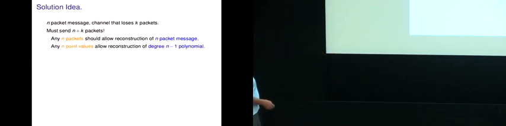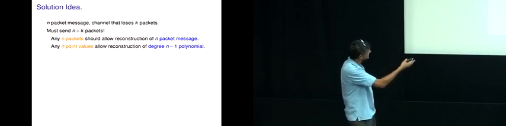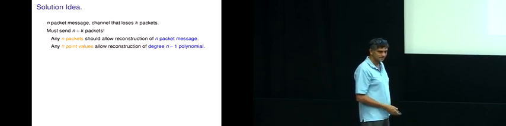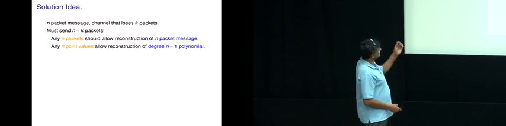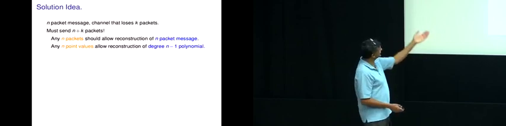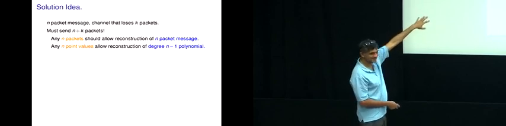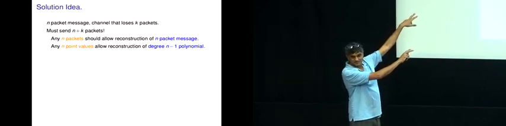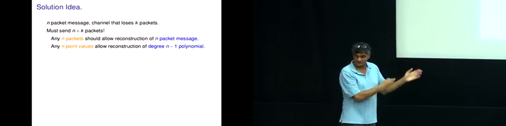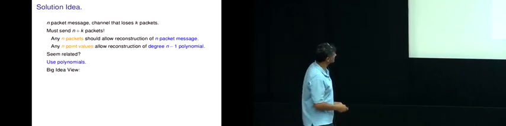Okay, so any n points allow the reconstruction of a degree n minus 1 polynomial. This is exactly what we were discussing on the previous slide. They're syntactically related. You can see that I lined them up so that the solution should be kind of obvious by changing the words. It's almost the exact same thing. So you use polynomials.